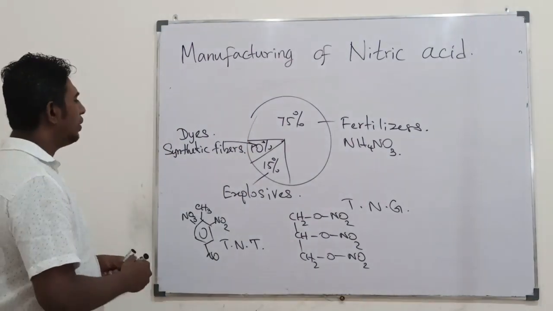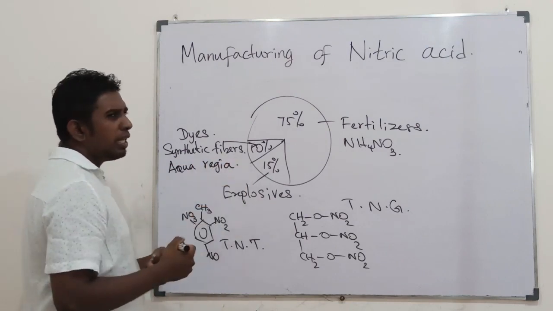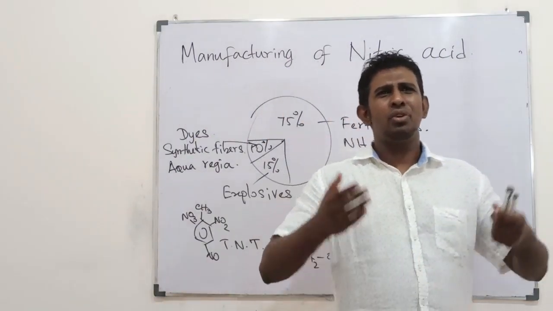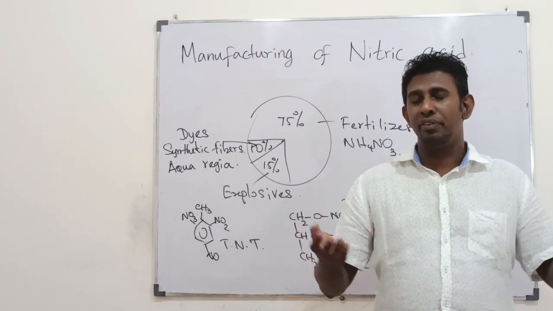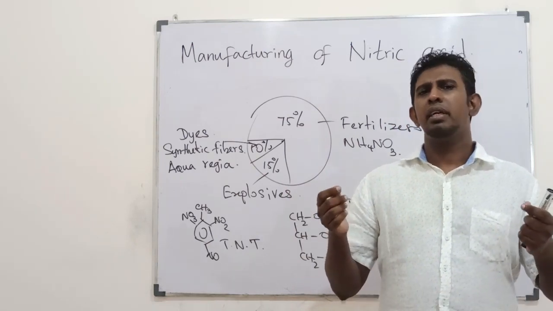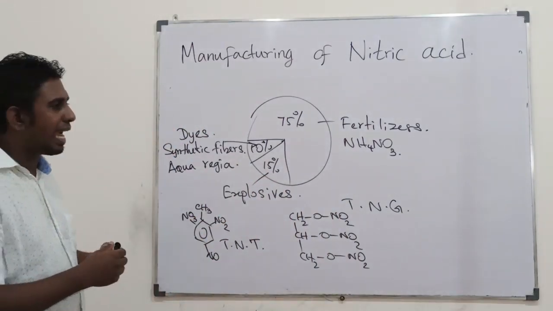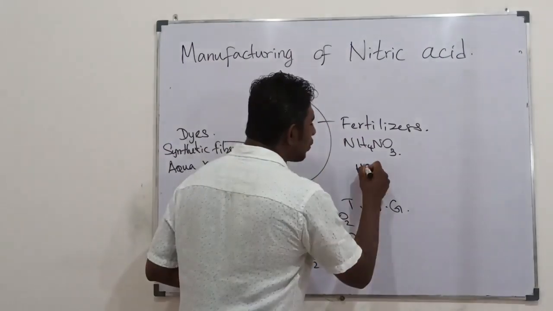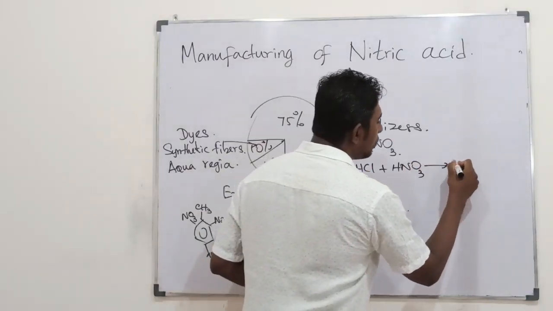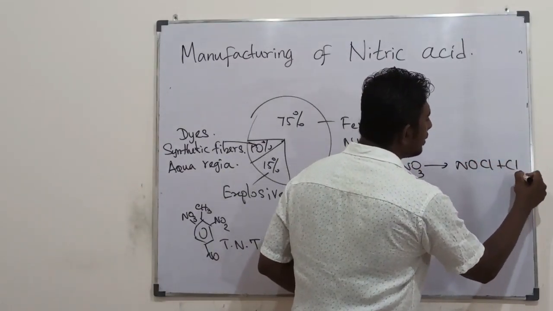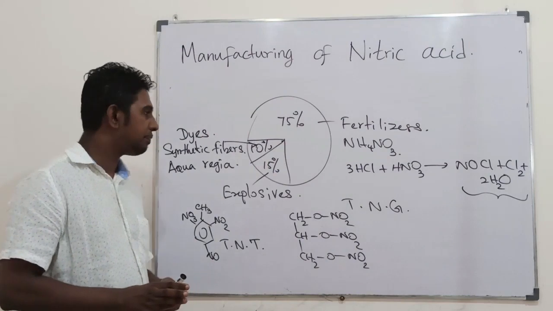Okay. Then students, you could manufacture aqua regia. We call it royal water. So you would find aqua regia being used to dissolve many metals. It's good at dissolving more metals there. So you could manufacture aqua regia by mixing concentrated hydrochloric acid and concentrated nitric acid in a 3:1 ratio to get NOCl, Cl2 and H2O. A mixture of this is called aqua regia.